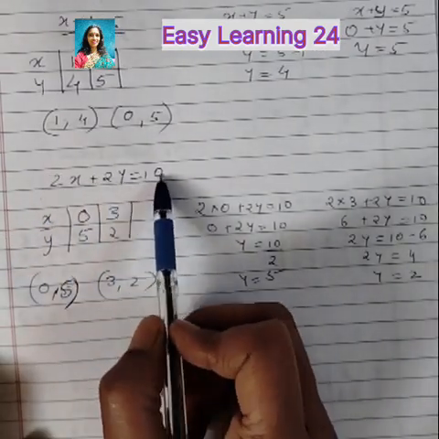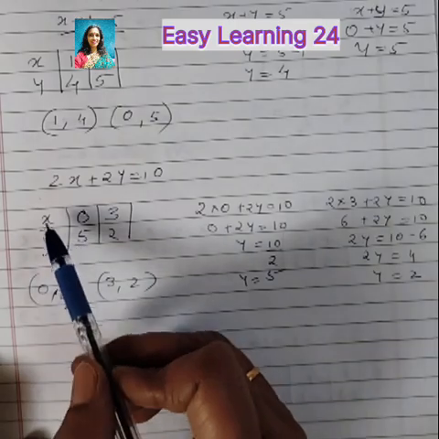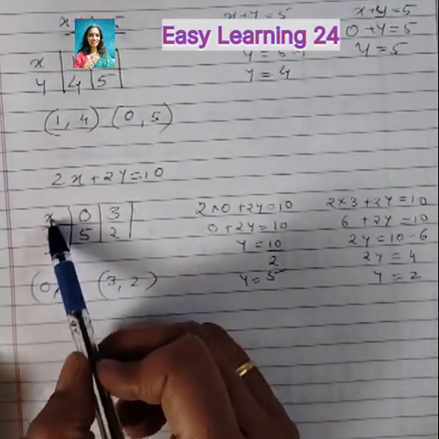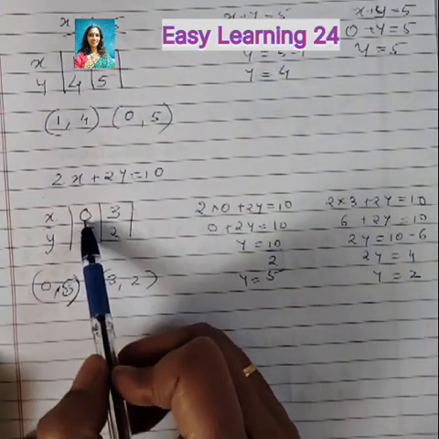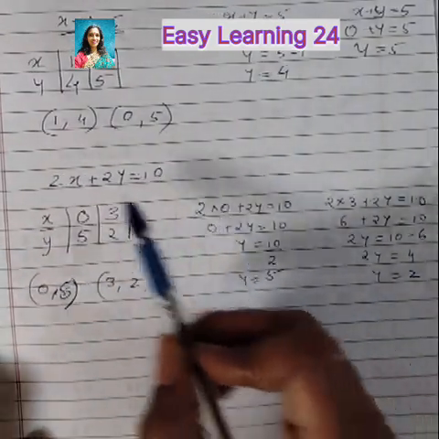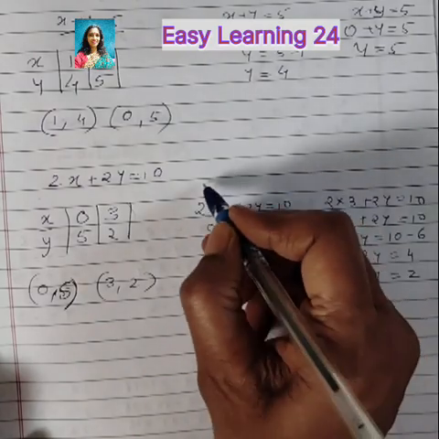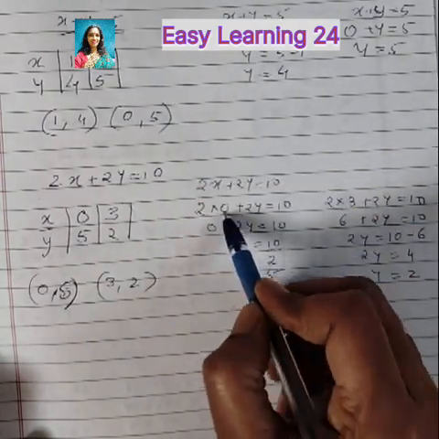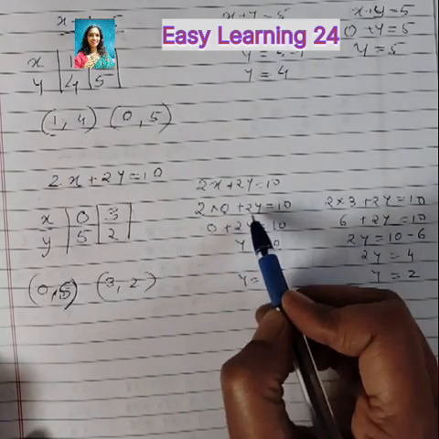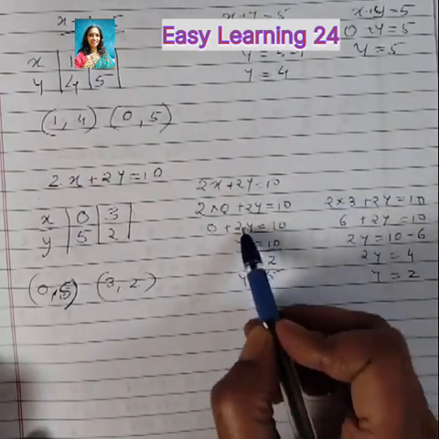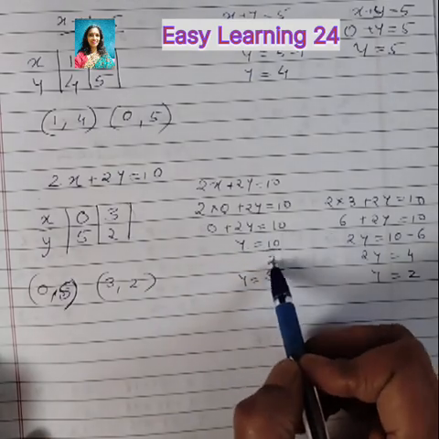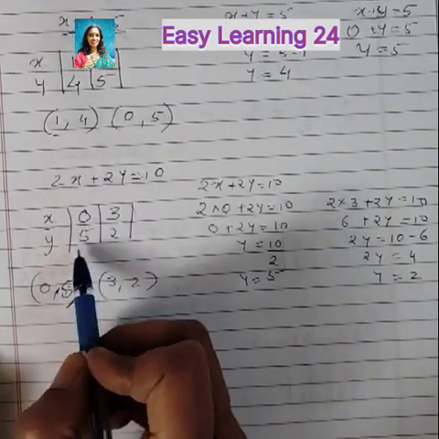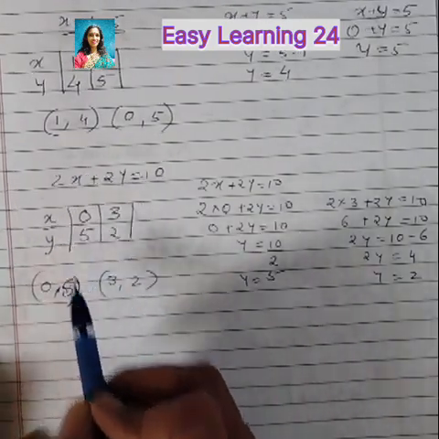2x plus 2y is equal to 10. Similarly, we'll take two values to make 2 points. This is one point, this is another point. The first value of x I have taken as 0. So let's see the solution. 2x plus 2y is equal to 10 is the line. So x is equal to 0, 2 into 0 is 0, so 2y is equal to 10, y is equal to 10 upon 2, y is equal to 5. When x is 0, y is 5.